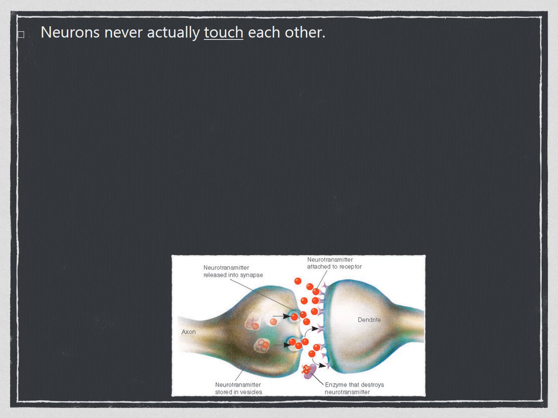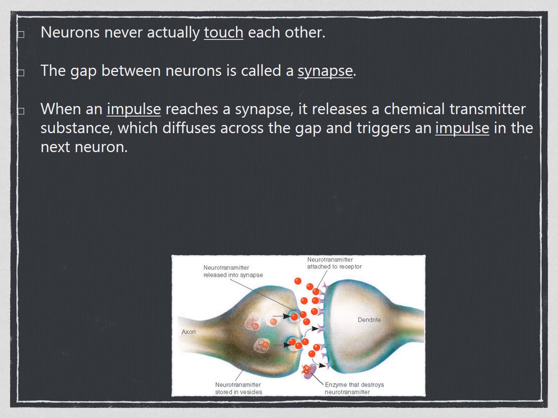Another interesting thing about neurons is that they never actually touch each other. So unlike your electrical cords, which you have to plug in, where they physically touch their energy source, the power source in the wall, our neurons don't actually touch each other. They have a little gap in between called a synapse. So again, a synapse is simply a gap between the two neurons.